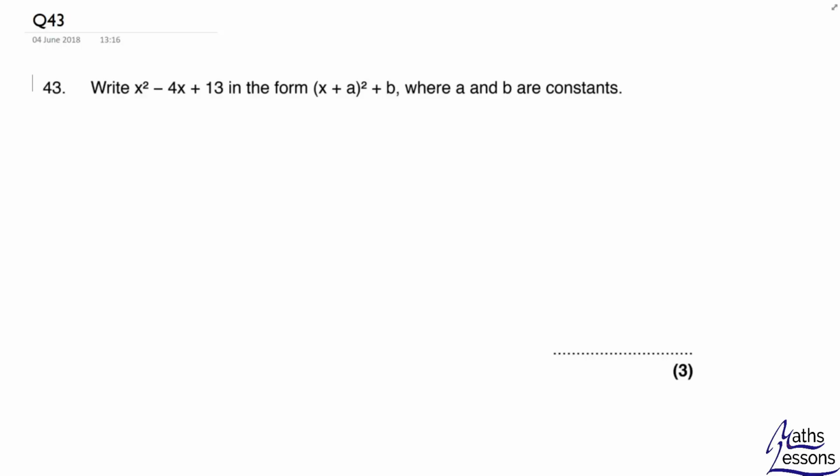Right, here we go. The last section of this GCSE revision, what's going to come up. Now, here we have the question where we've got to write this in the form (x + a)² + b. The key thing is this a here. It's always half of the minus 4, so long as we only have one lot of x squared.